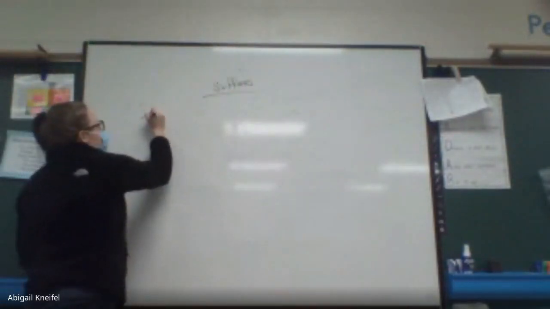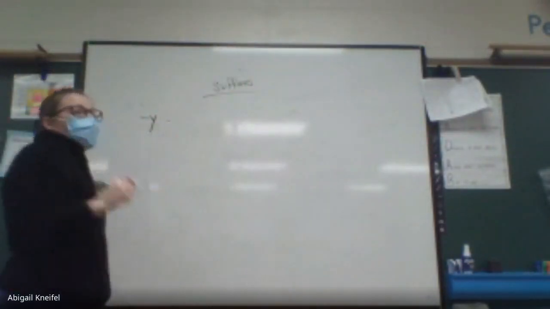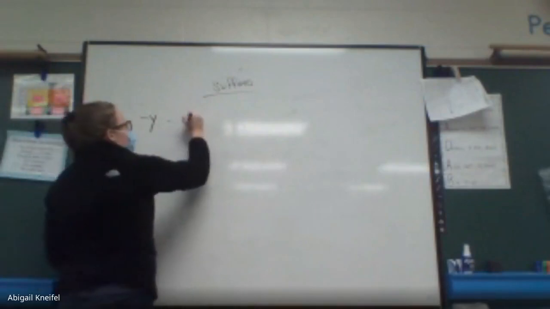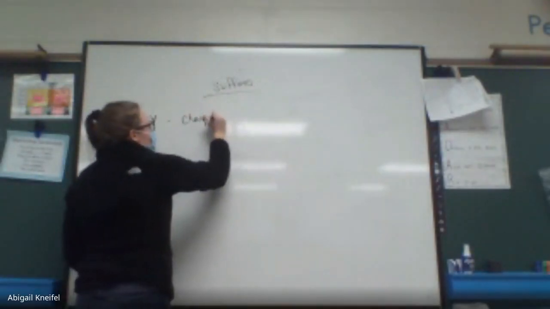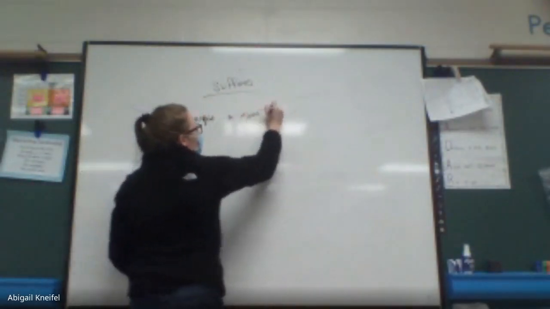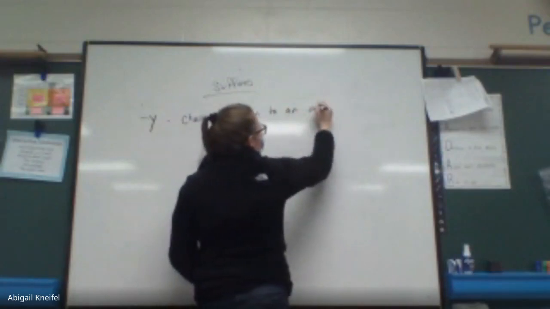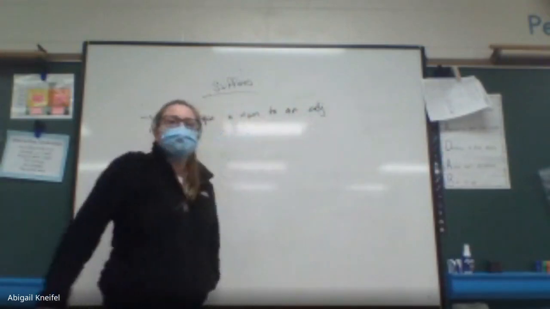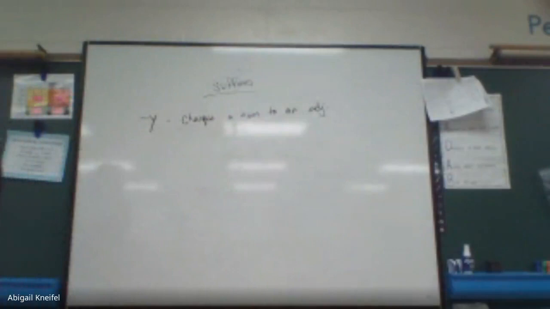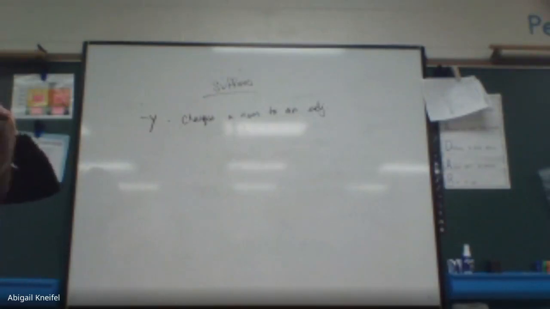They change a word from one thing to another. So our first suffix is Y. And if you add a Y to something, it changes a noun to an adjective, okay? Someone remind me what a noun is. Olive, what's a noun? A noun is a person, place, thing, or animal. Or a thing, yeah. What is an adjective?